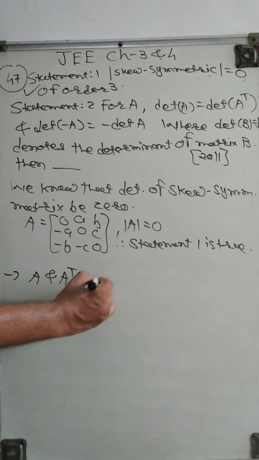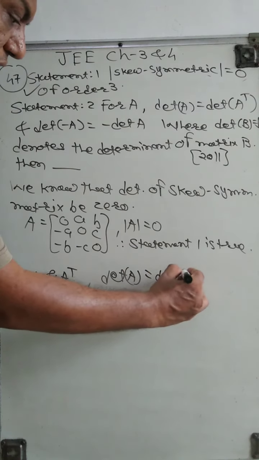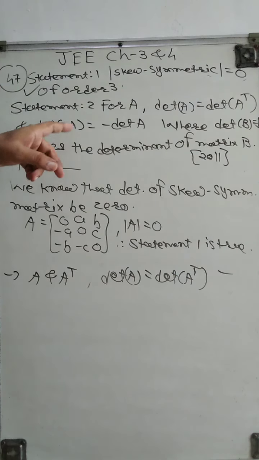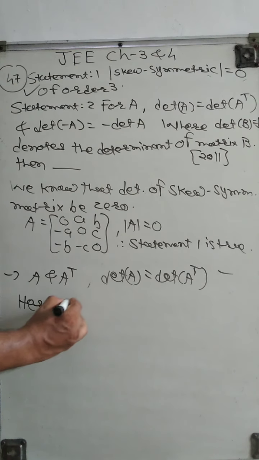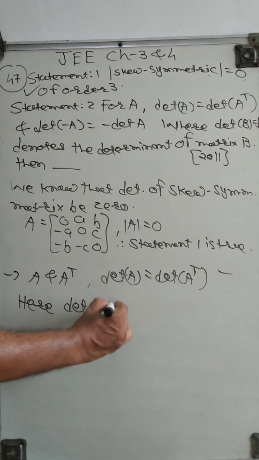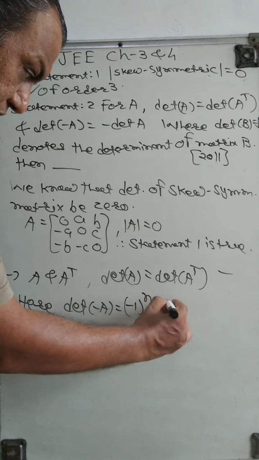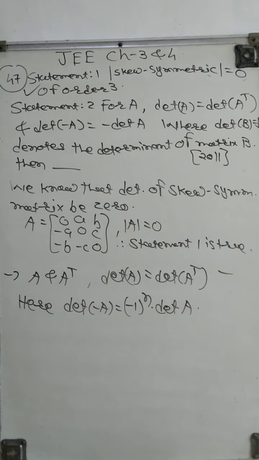Therefore, determinant of A is equal to determinant of A transpose. So this is right. Now, is determinant of minus A equal to minus determinant of A? Here there is one property: determinant of minus A is equal to minus 1 raised to n into determinant of A. Here n is the order of the determinant, right? First order, second order, third order.